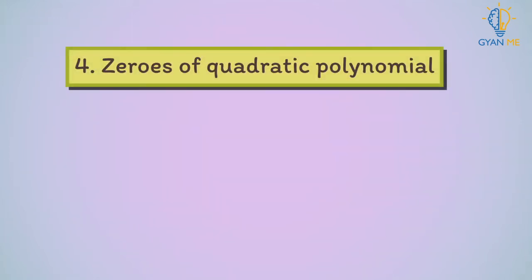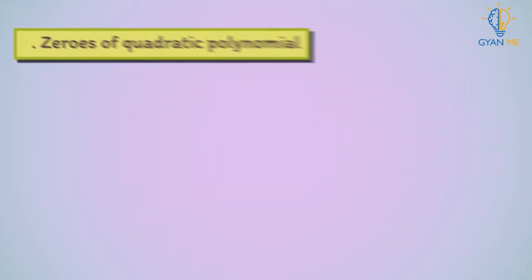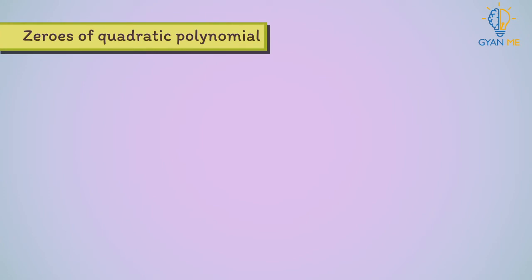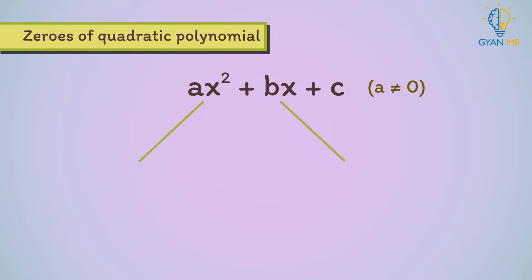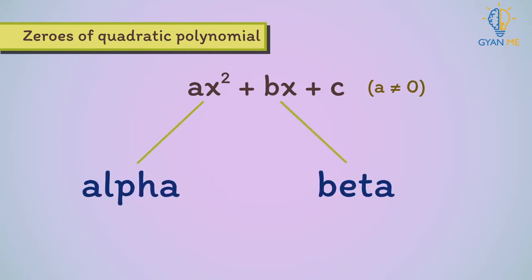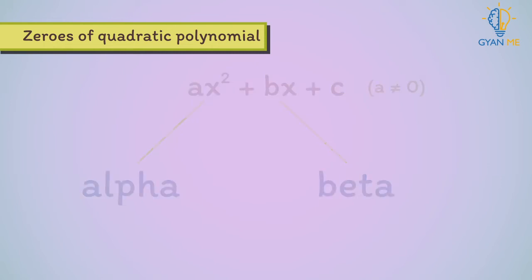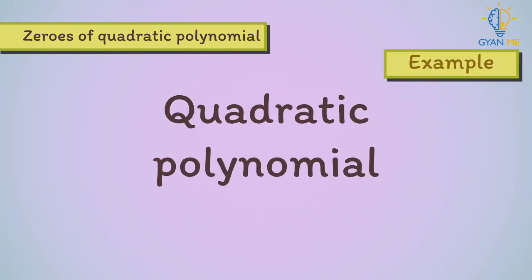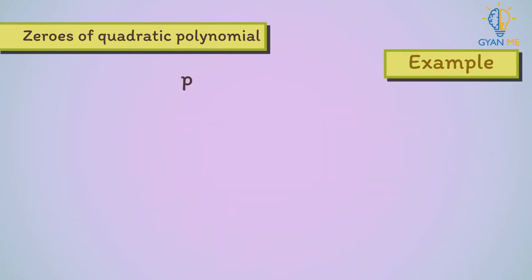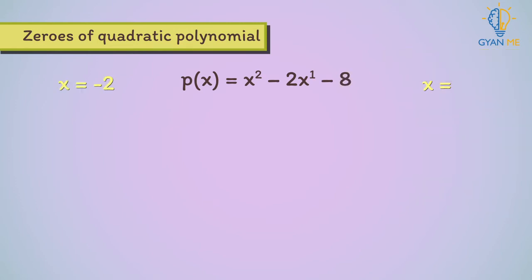Now let's see zeros of a quadratic polynomial. The standard form of a quadratic polynomial is ax raised to 2 plus bx plus c, where a is not equal to 0, which can have at the most 2 zeros. The method of finding which we will study in the next chapter on quadratic equations. Let us take an example of a quadratic polynomial. For example, p of x equal to x raised to 2 minus 2x raised to 1 minus 8. If we solve, the zeros of this polynomial are minus 2 and 4.